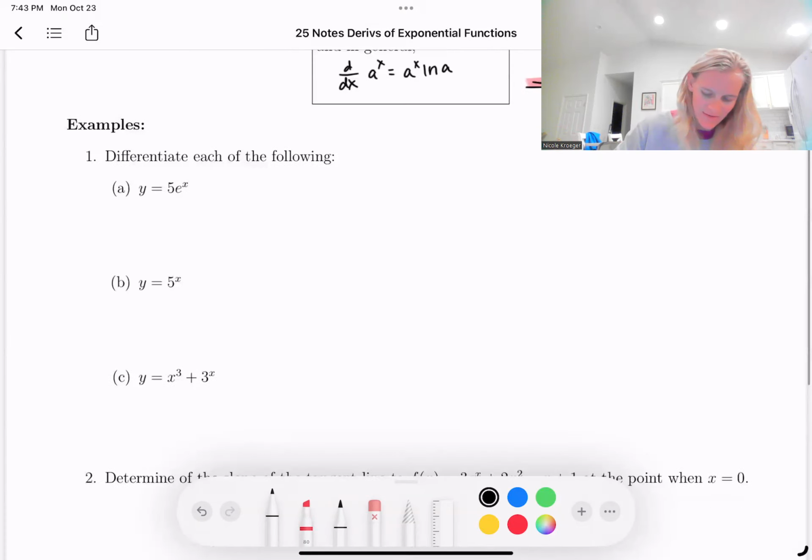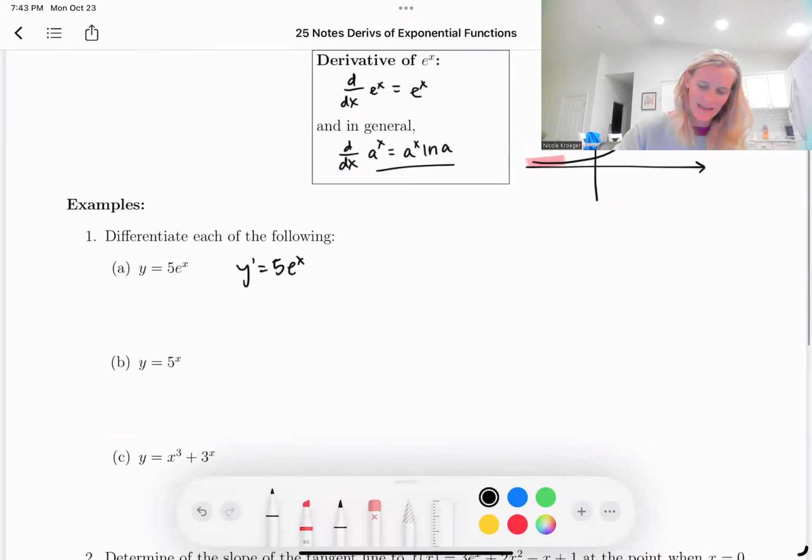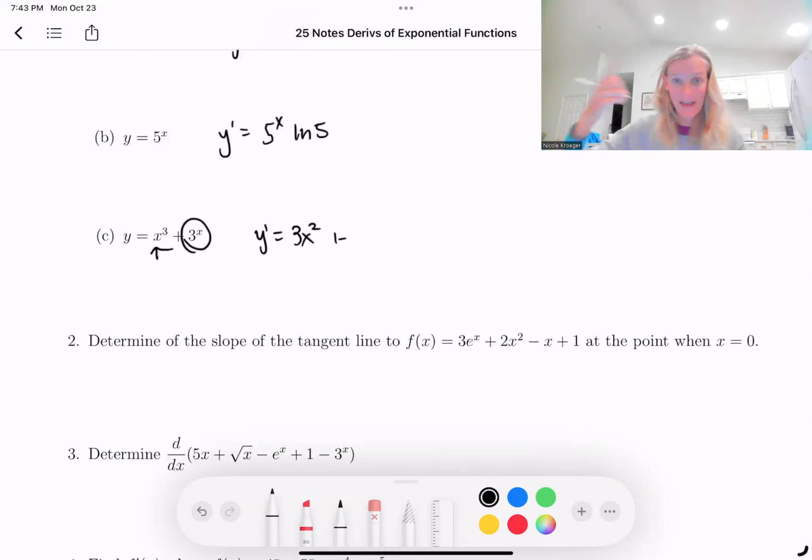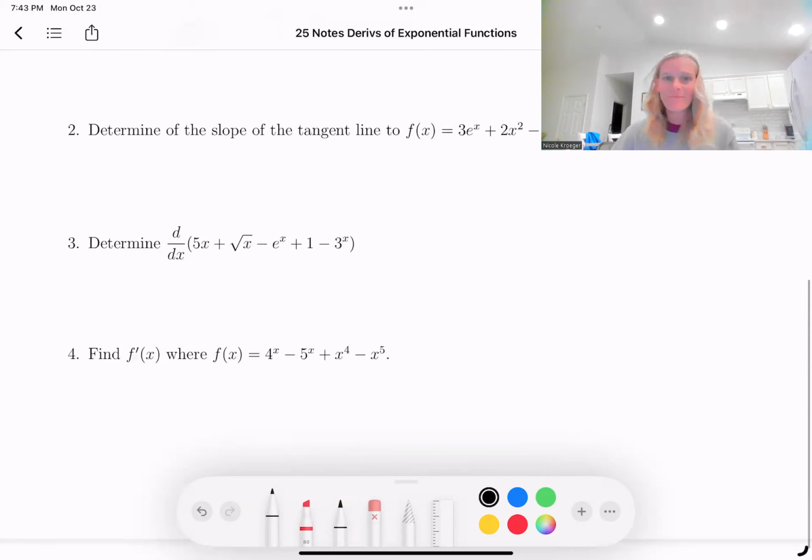For 5e to the x, we leave the 5 and we take the derivative of e to the x, which is just e to the x. So the derivative of 5e to the x is still 5e to the x. 5 to the x is like an a to the x, so its derivative is 5 to the x ln of 5. x cubed is like what we did before. We'll just do the power rule on that, so we get 3x squared. Now 3 to the x is exponential because the x is in the exponent, so that's 3 to the x ln of 3. Okay, we can keep chugging along.